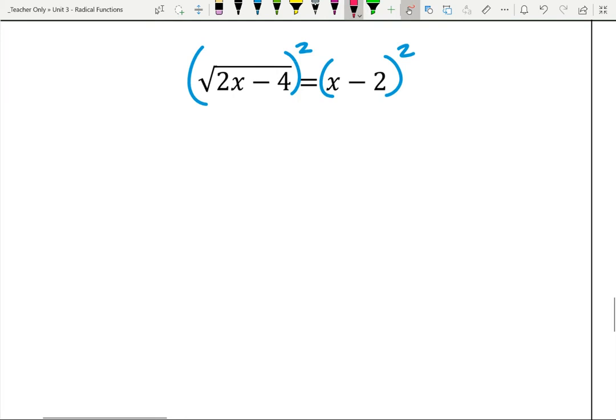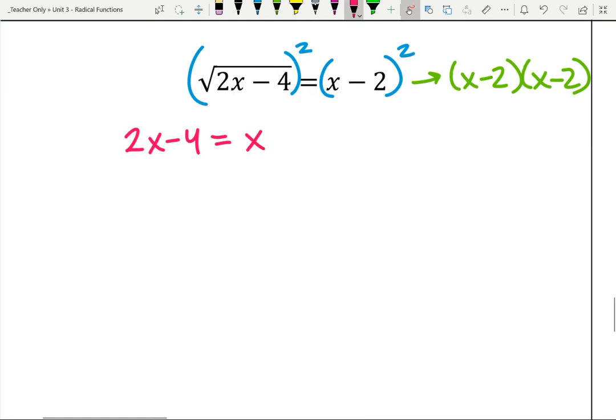So we square the left-hand side, we're left with 2x minus 4. On the right-hand side, though, we've seen stuff like this before. When we're squaring x minus 2, that's really x minus 2 times x minus 2. It's not just squaring both x and 2. If we were to evaluate that by multiplication, on the right-hand side, we'd get x squared minus 4x plus 4.